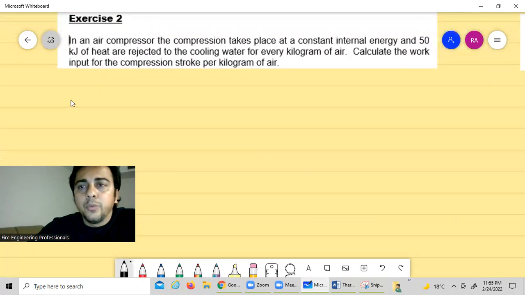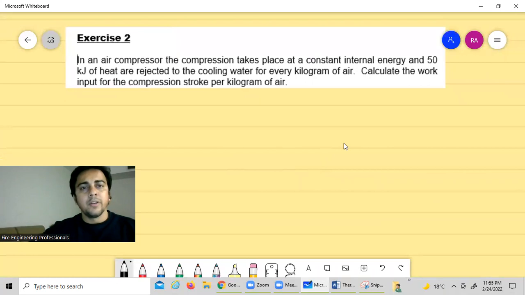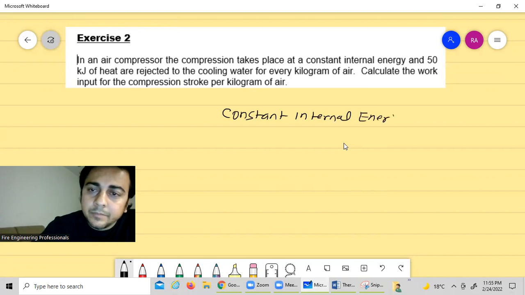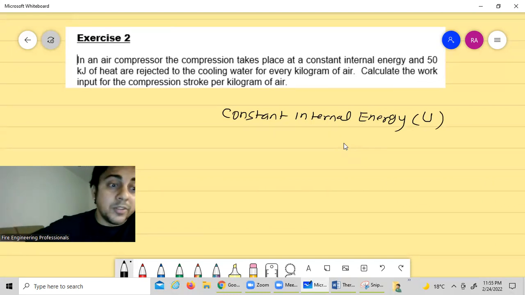Let's move on to exercise 2. Let's talk about an air compressor. In an air compressor, the compression takes place at constant internal energy. U represents internal energy here. Constant means whatever is coming inside the compressor, the internal energy is the same as it goes out of the system. So U1 and U2 we can say are the same.